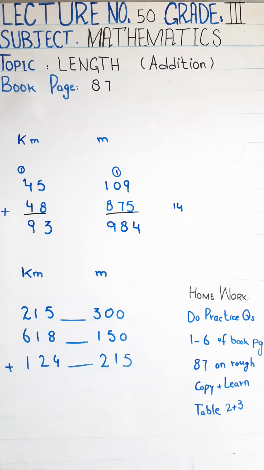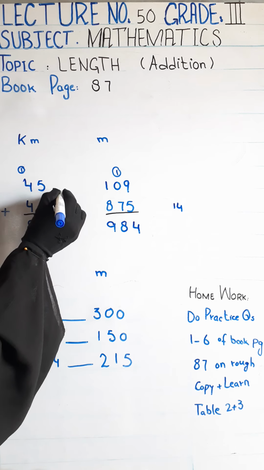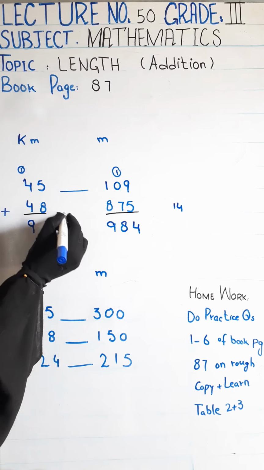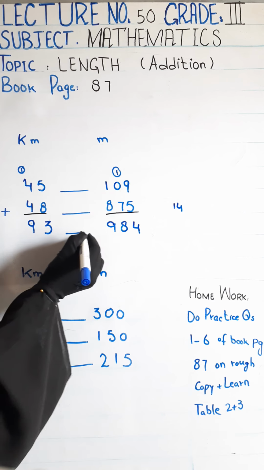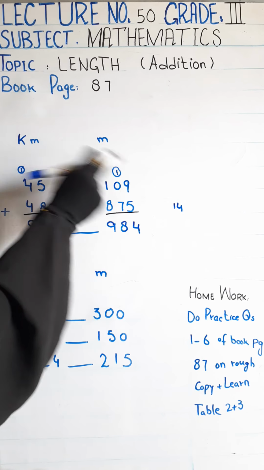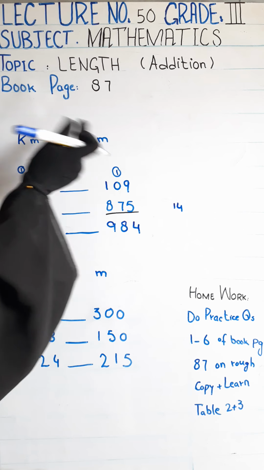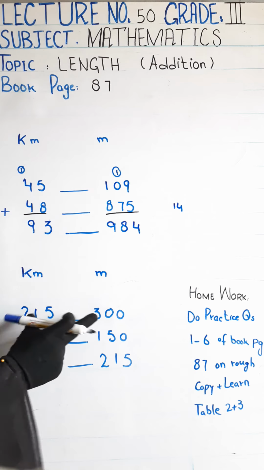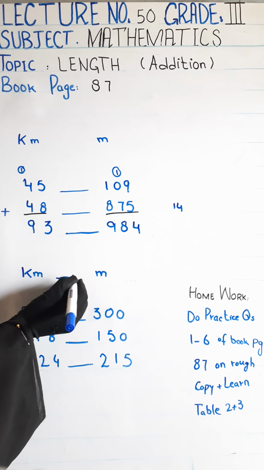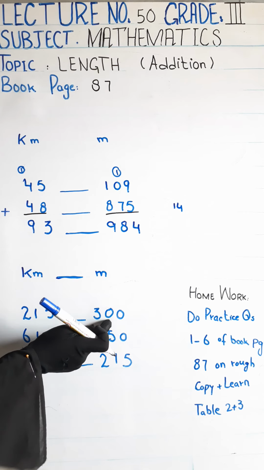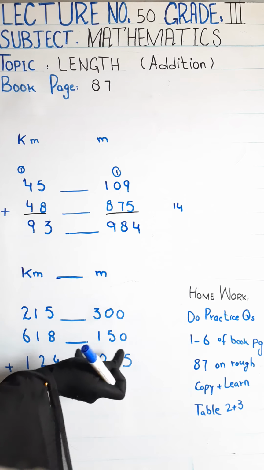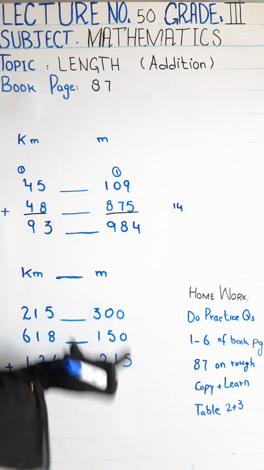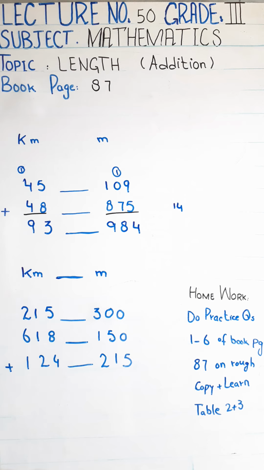Look here. We draw a line. When it completes 1000 meter, we shift it to the kilometer. 1 kilometer means 1000 meter. When it's 1000, we convert it to kilometer. But here it's just 300 meter, so we write it in meter.